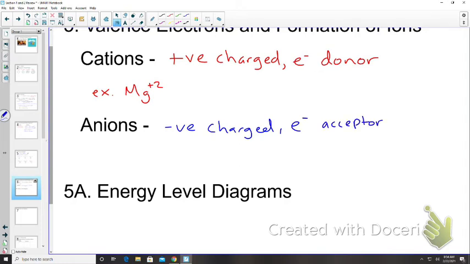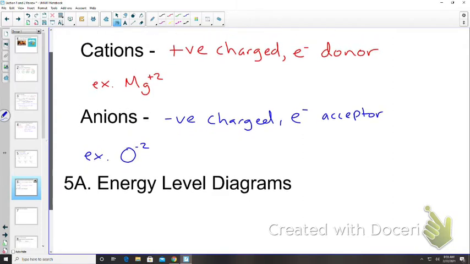Okay, and who can give me an example of an anion? Oxygen. And the common charge for oxygen is? -2. Good. Okay, and if you're having difficulties remembering the difference between cations and anions, remember cats have paws, so cations are positively charged. Okay?